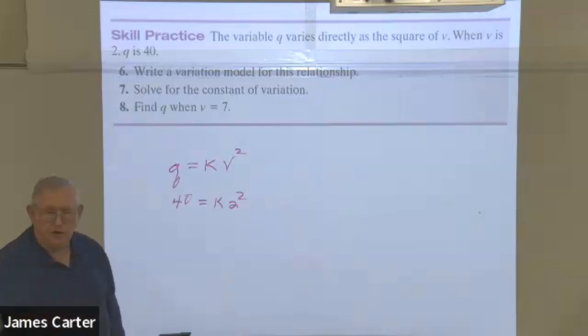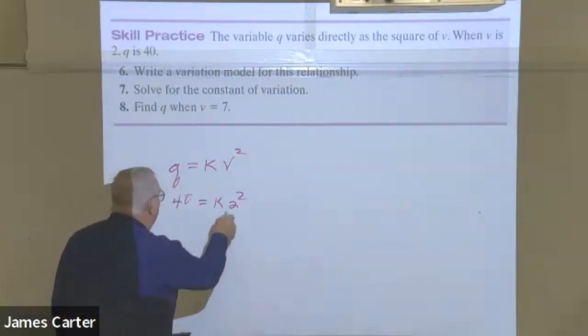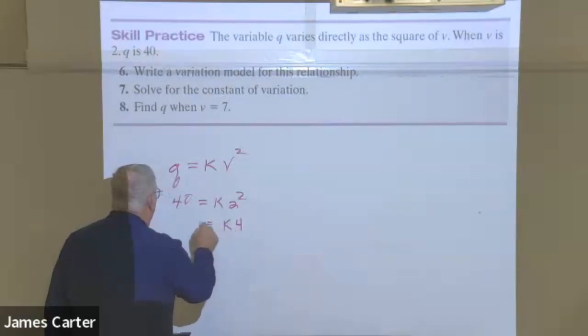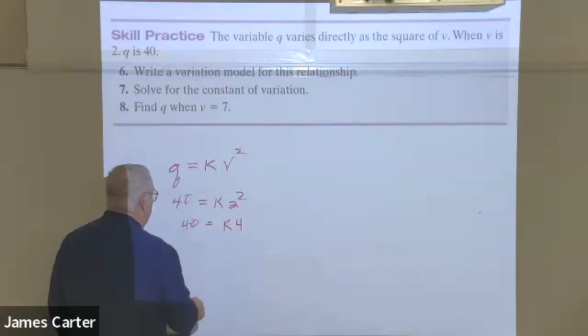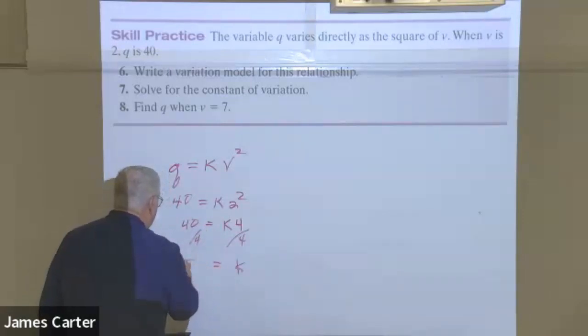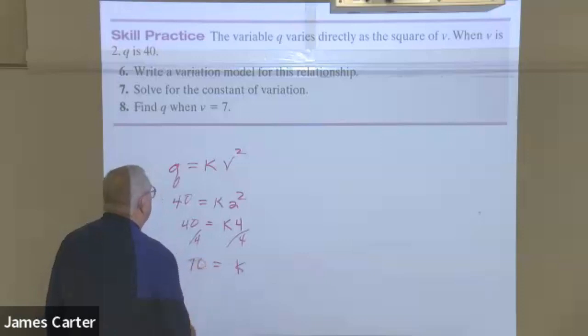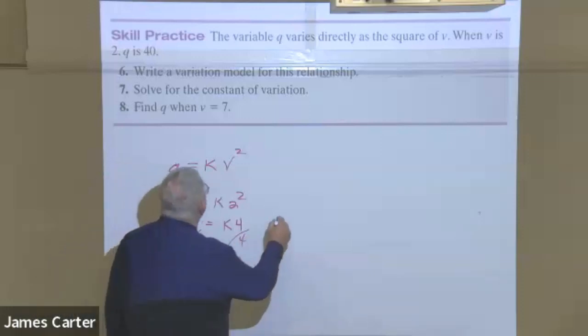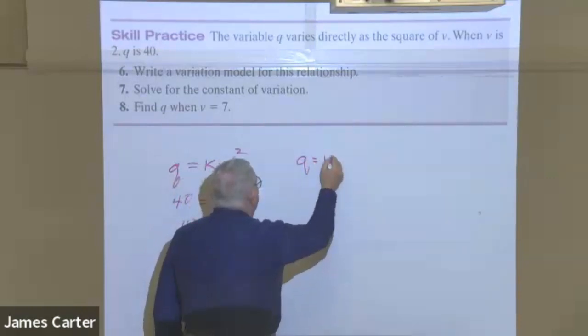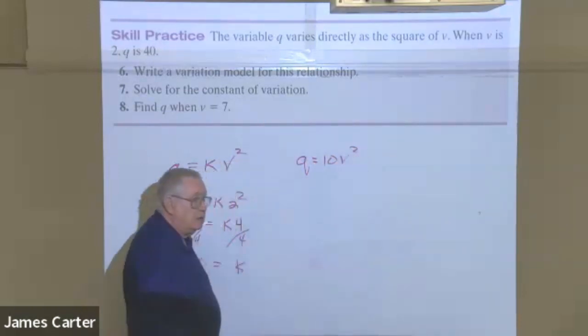Okay, so you follow what I've done so far. This becomes 4. Divide those by 4. K equals 10. So my new equation of variation is Q equals 10V squared.